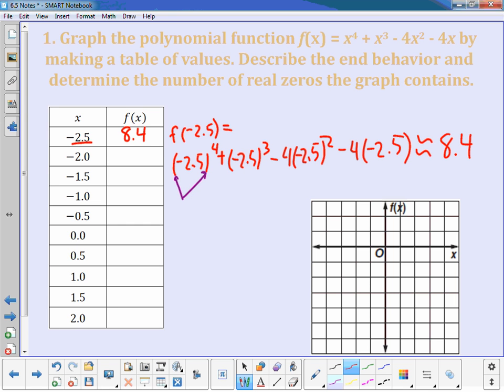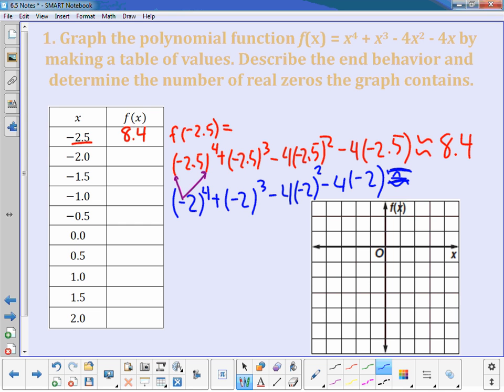If I plug in the -2, same thing. I'm going to go through and plug it in for the whole thing. So you can type this into your calculator: -2 to the 4th power plus -2 to the 3rd power minus 4 times -2 squared, minus 4 times -2. When I plug that whole thing into my calculator, you'll notice that it actually should be an equal sign here because you end up with a value of 0. So my value there ends up being 0.